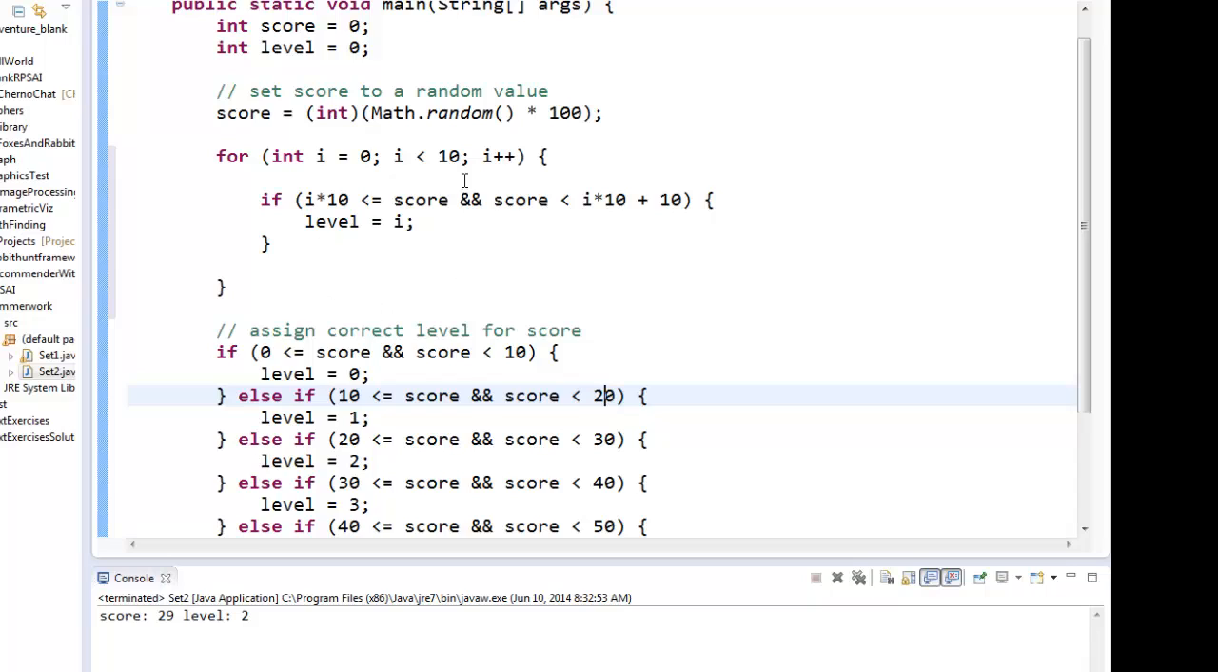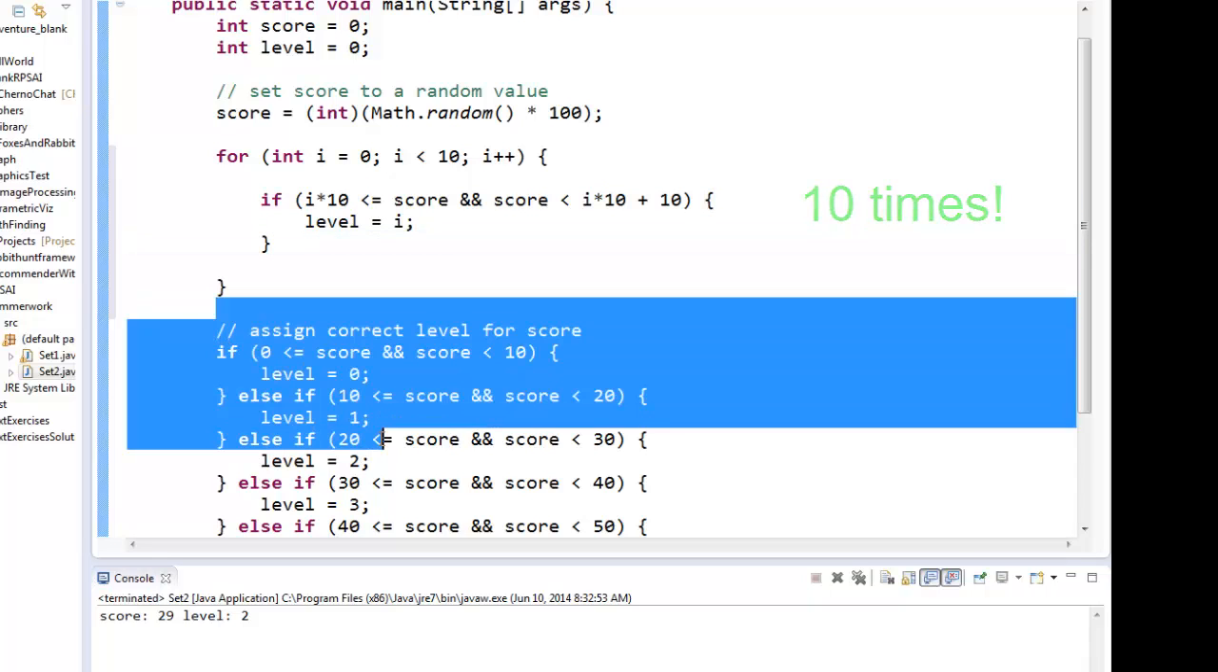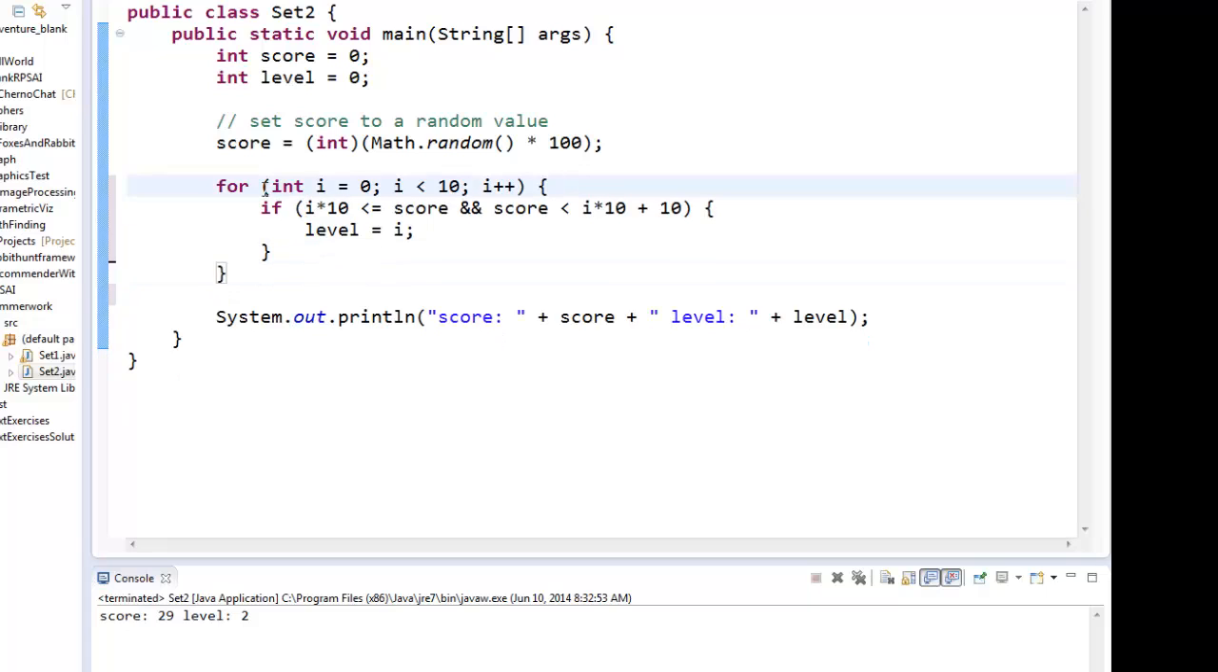So now as I'm repeating, instead of 10 if statements, I'm looping 10 times, and I'm just looping over a single if statement. So this is a much more efficient way to do it. Not efficient in terms of how fast the code runs, but in terms of a much smaller number of lines. So it seems to be working: 73, level 7; 31, level 3; 53, level 5. So this looks like it's working great, and this would be a great use of the for loop.